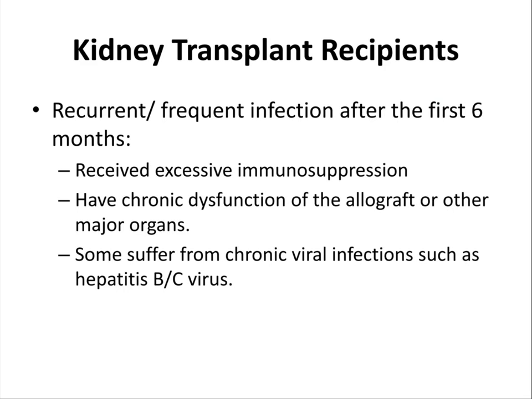What predisposes them in the first 6 months? If they receive excessive immune suppression, a chronic allograft dysfunction, and they have chronic hepatitis of some sort, chronic hep C, if the liver is affected and cirrhotic, they try and do liver-kidney. The patient is on dialysis, but sometimes they will not qualify for a liver, and then you're living with a chronic hepatitis.